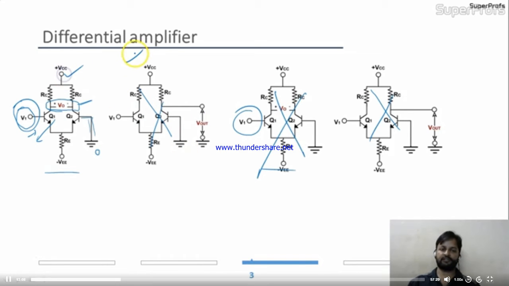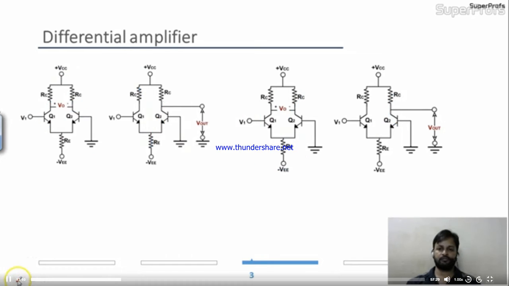But if you are taking output at only one stage, forget about this circuit. These two circuits are the circuits. So this circuit is balanced circuit and this is unbalanced circuit. Unbalanced means you are taking output at one of the transistors. Is it okay?